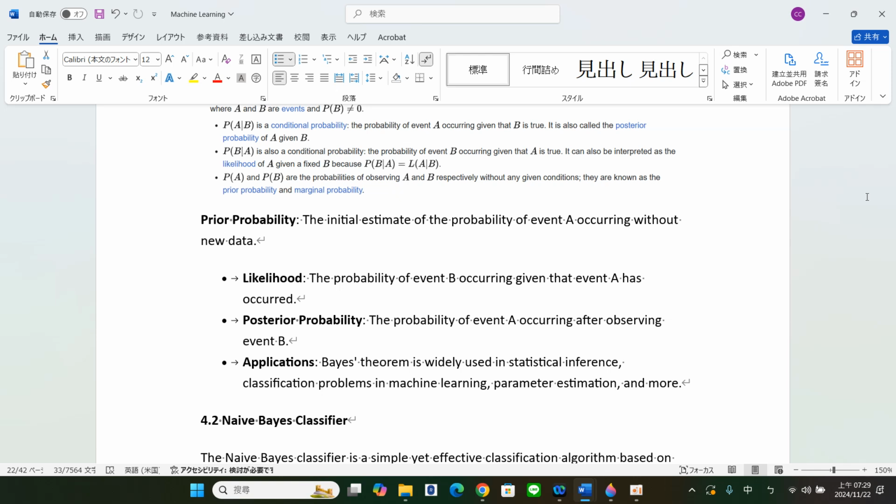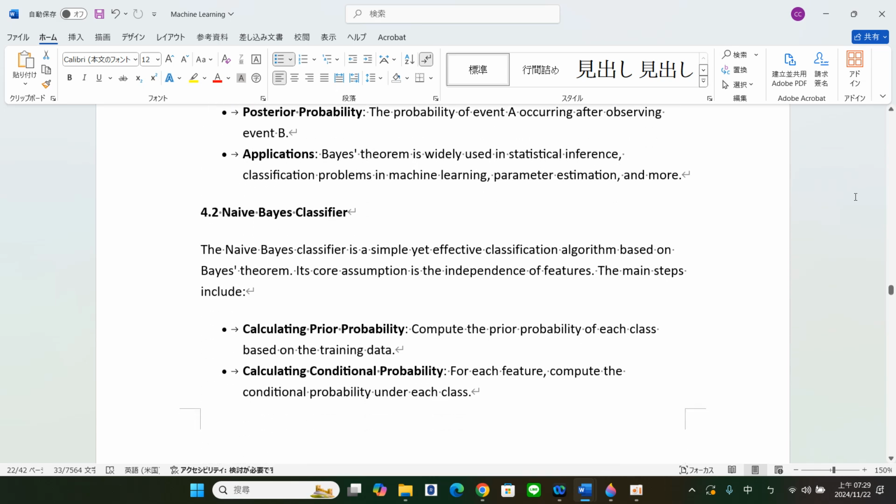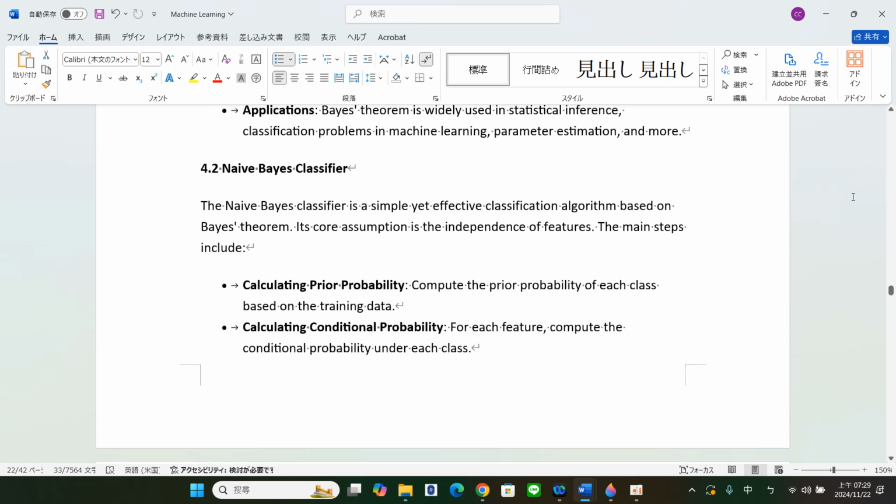Applications. Bayes' theorem is widely used in statistical inference, classification problems in machine learning, parameter estimation, and more. The Naive Bayes classifier is a simple yet effective classification algorithm based on Bayes' theorem. Its core assumption is the independence of features.